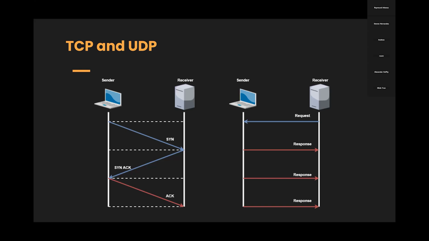On the right, we have UDP, also between a sender and a receiver. So the receiver sends a request to the sender, and the sender just keeps sending a data response. And again, there are no acknowledgements in here, so it's a lot faster.